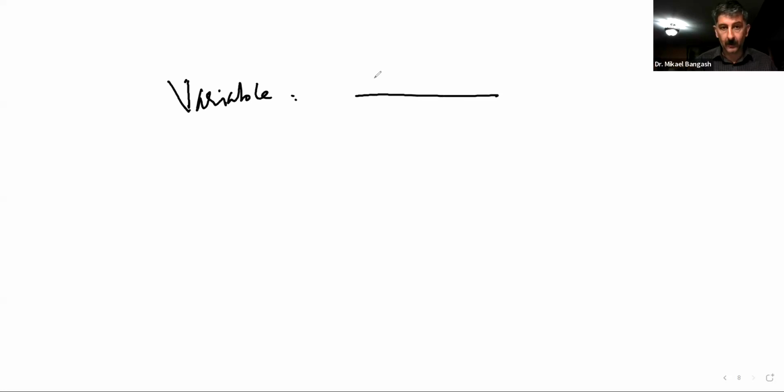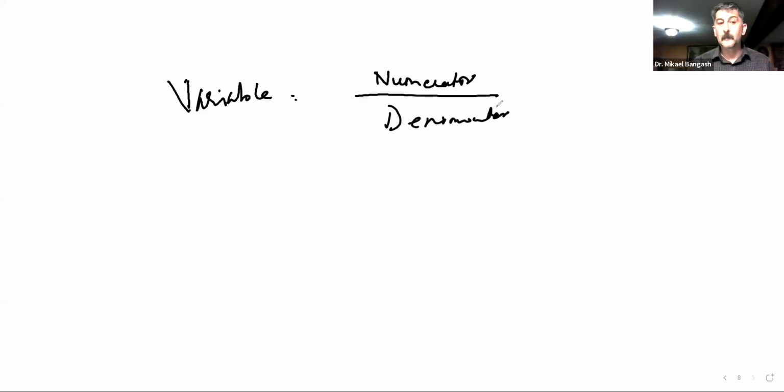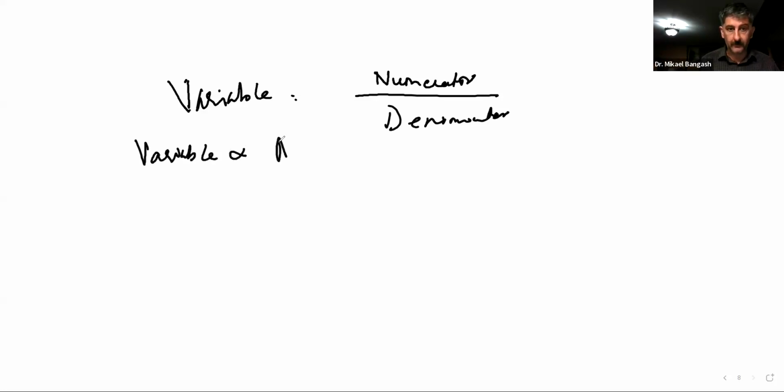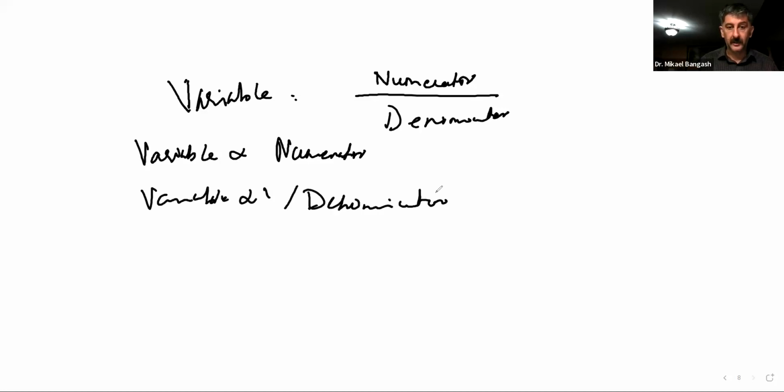One factor is going to be the numerator, and the other is going to be the denominator. What we mainly can say is that the variable is always going to be directly proportional to the numerator, and it's always going to be inversely proportional to the denominator.